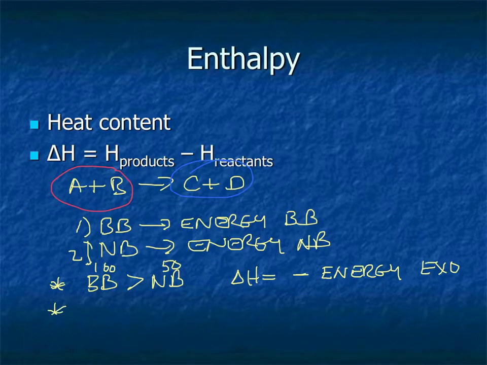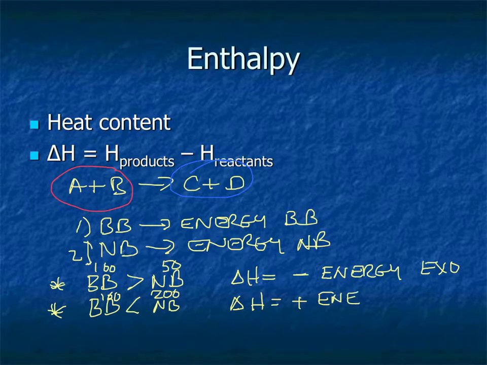And then let's take the next case, where the break bond energy, let's say it's still 100, is going to be less than the new bond energy, and we'll make that 200. If you do the math up there, the delta H is going to be positive, which means we need to add energy to make the reaction work. Otherwise, we can't get the thing to work. There's not enough energy from breaking the bonds available to form new bonds of C and D, and so we need to add energy. So it's an endothermic process.